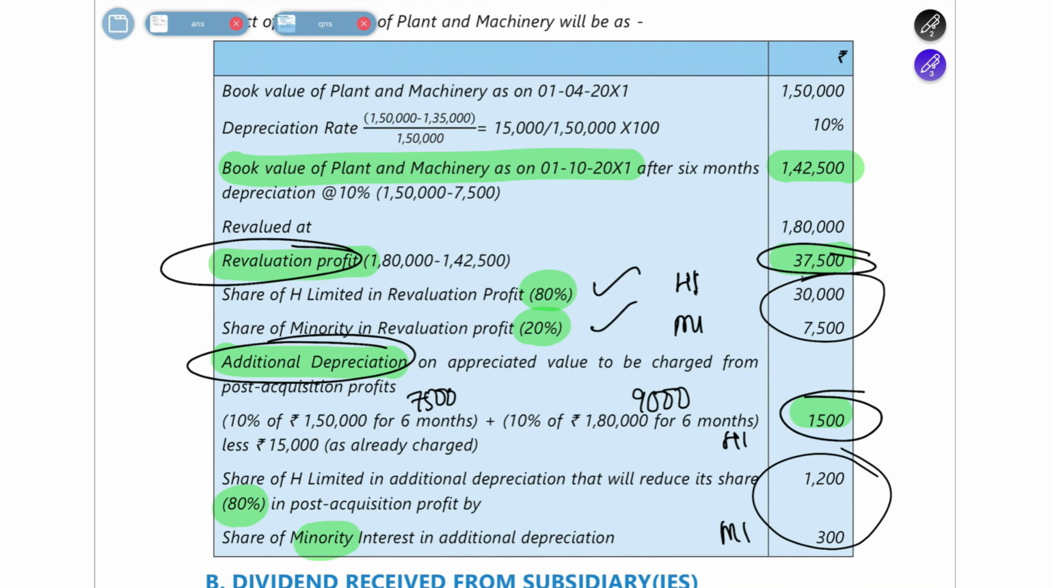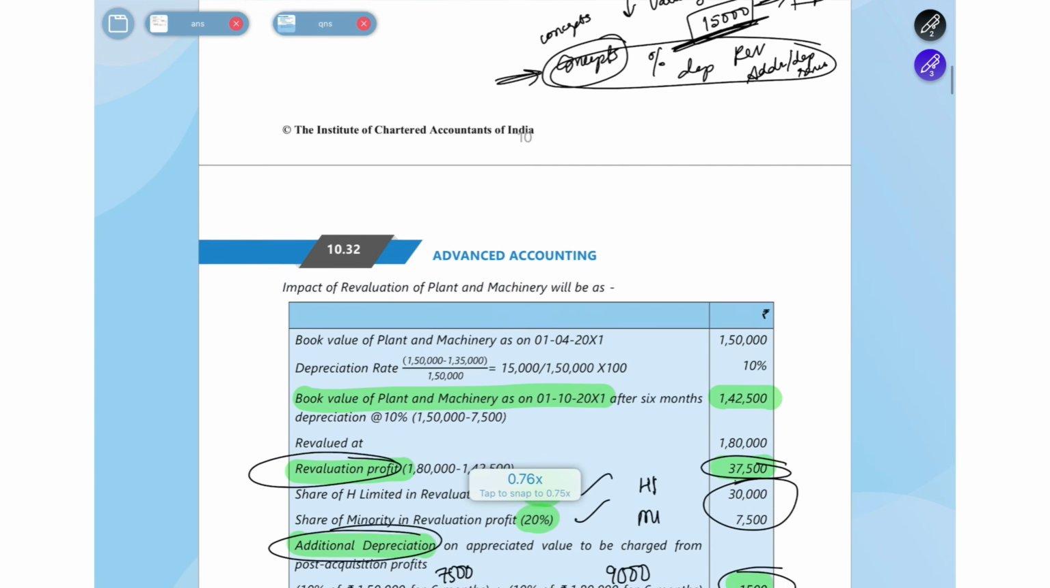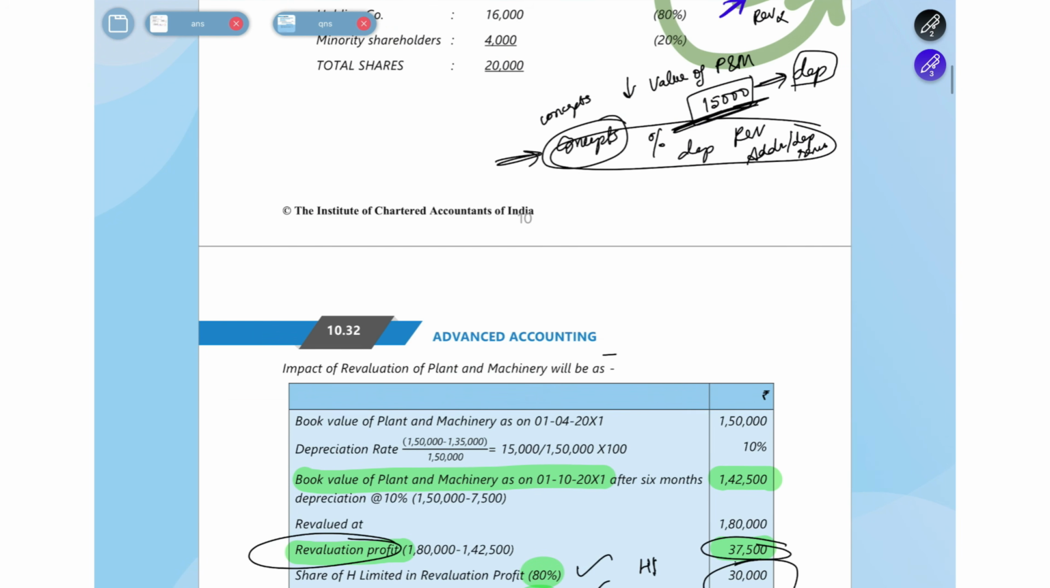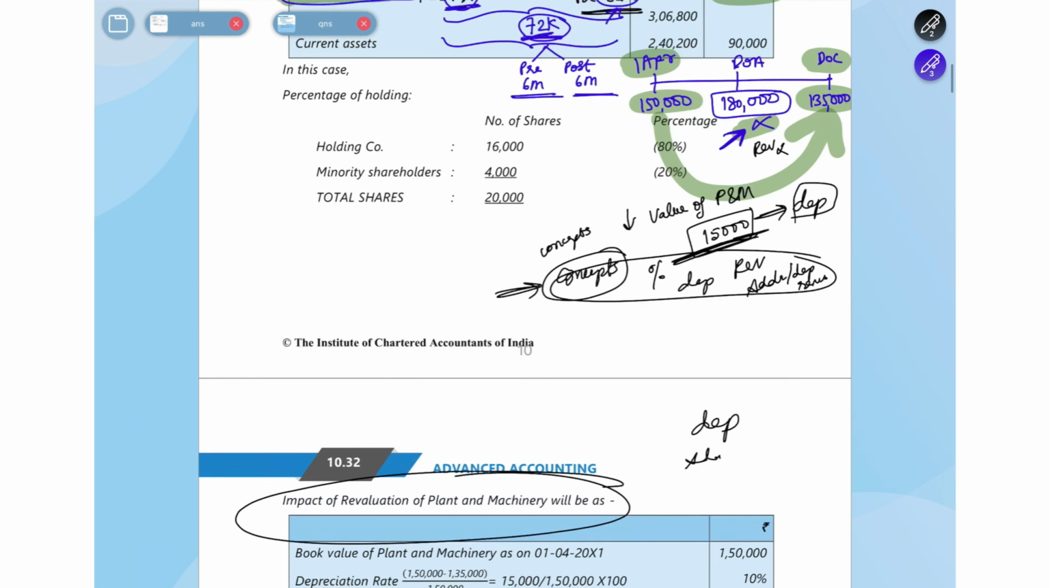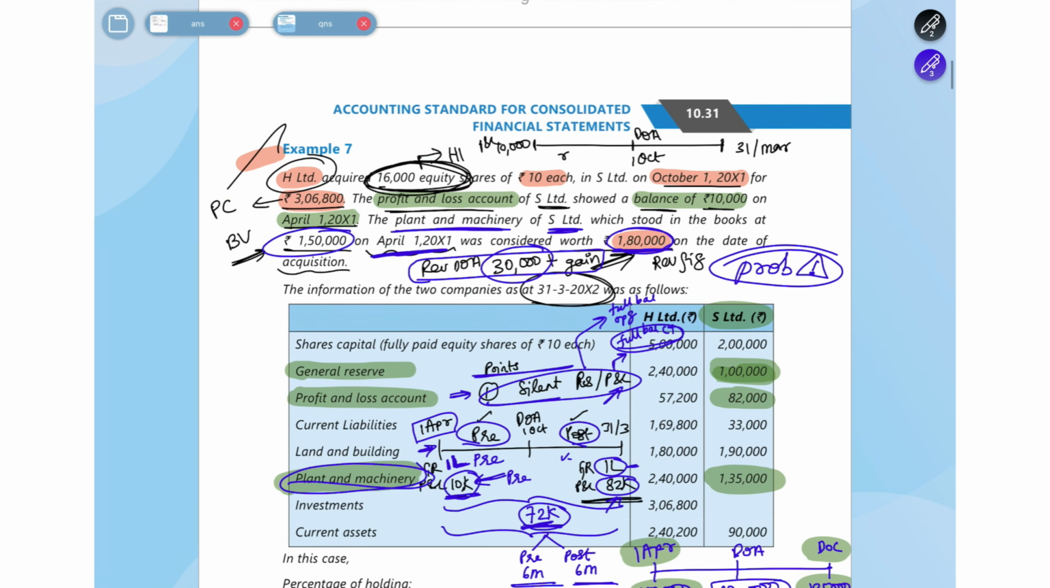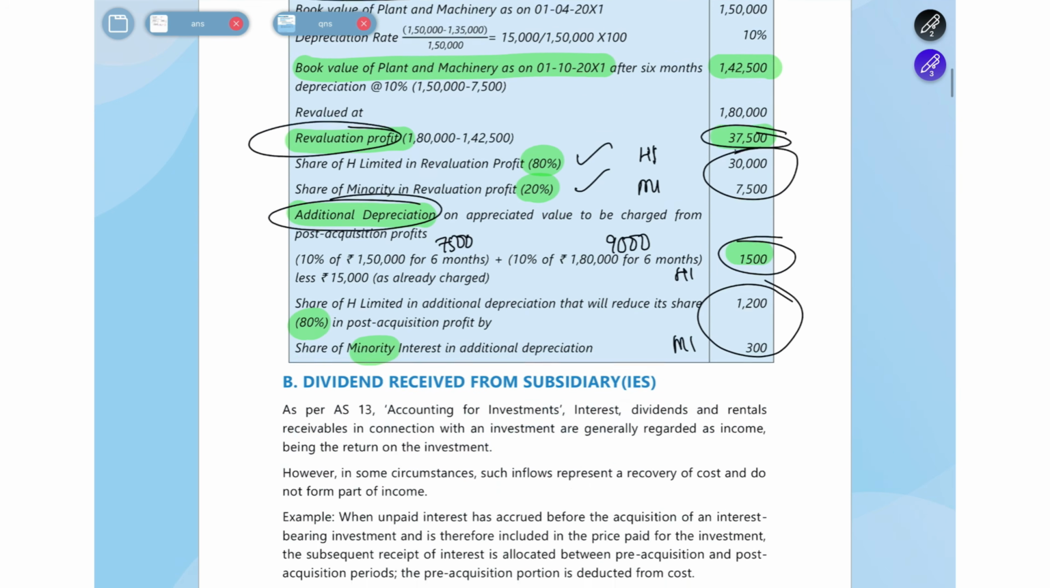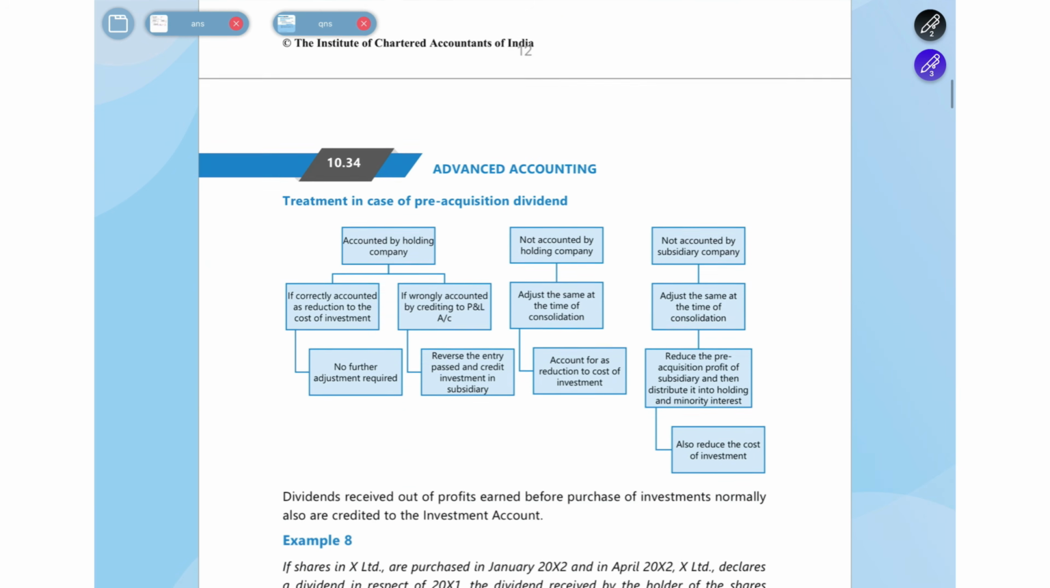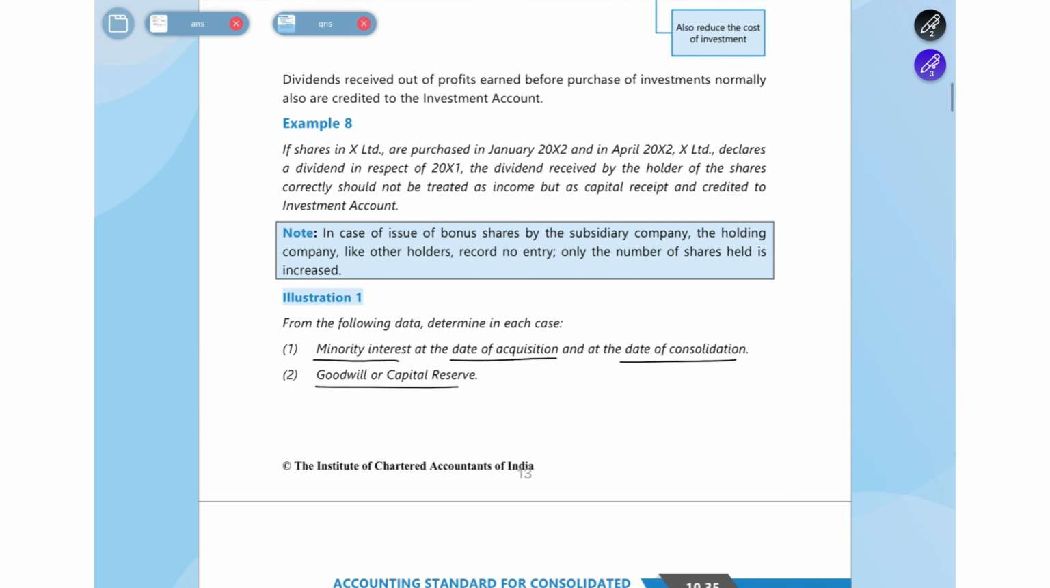Fine. I hope you have understood this. So this question was mainly for the impact of this depreciation: how you find the impact, how you do the additional depreciation, how you find out the revaluation gain or loss. All that was the main core of this example number 7. Okay, so now that we have finished this, let's move on to example number 8, which is a pretty simple example.